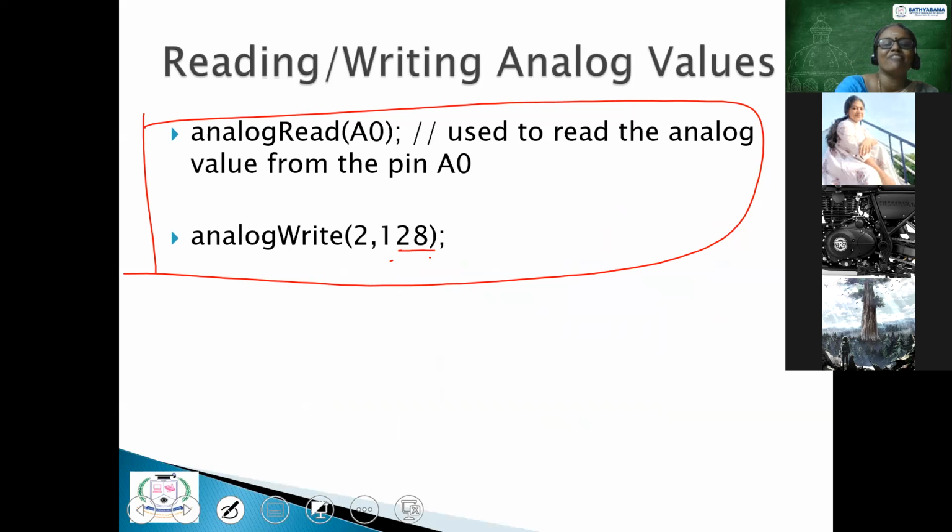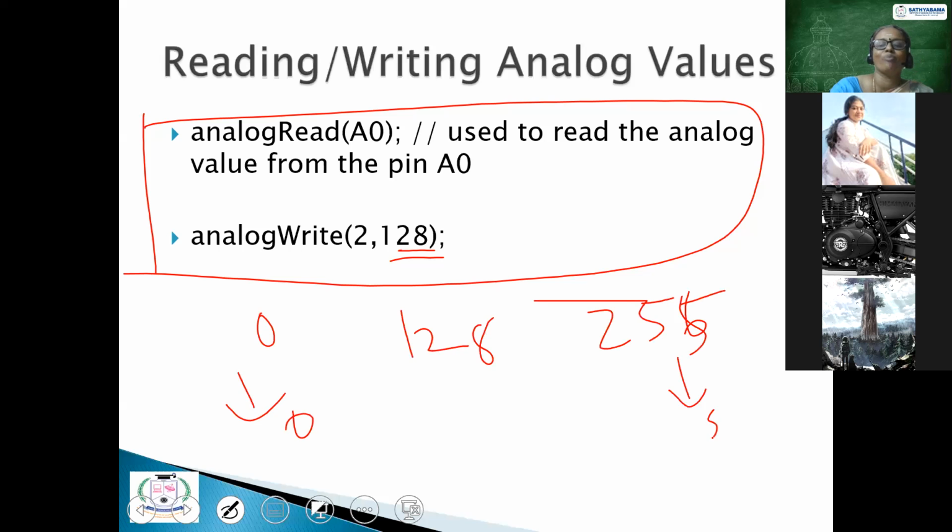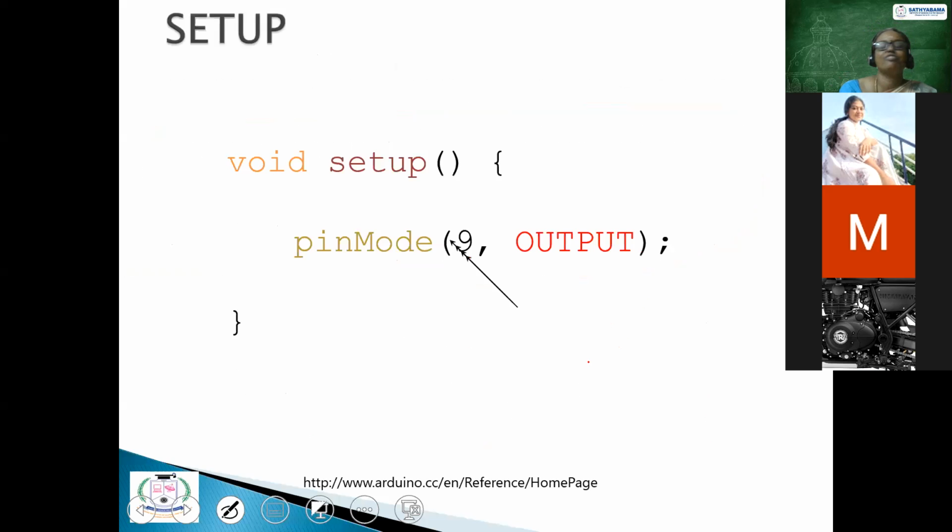Okay, here I am giving my value, 128. Now I have to convert it into the equivalent value. It is an 8-bit range, 0 to 255. 128 is half the voltage. If 0 refers to 0 volt and 255 refers to 5 volt, obviously it will be 2.5 volt. Okay, have you all taken this syntax? Analog read, analog write? Yes, ma'am. So these will be the 2 commands.